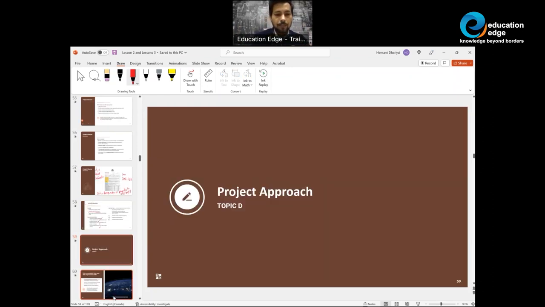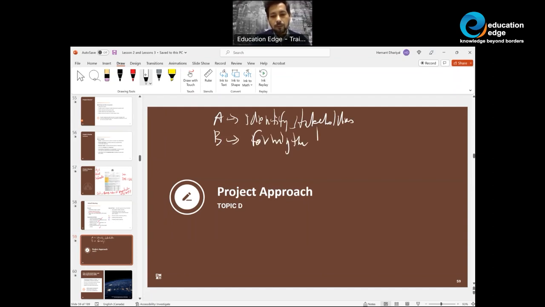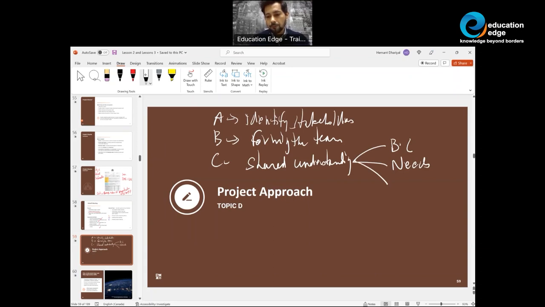Now we've gone through topic A, which was identify stakeholders. Gone through topic B, forming the team. Looked at topic C, building shared understanding of the project. And we do this by looking at the business case, the needs document, benefit management plan, development of project charter, and kickoff meeting. Now we will be covering the last topic for lesson number one, starting the project.